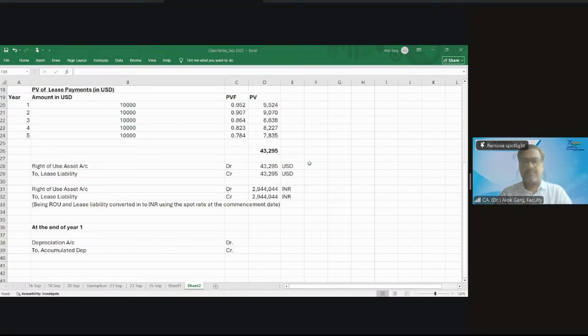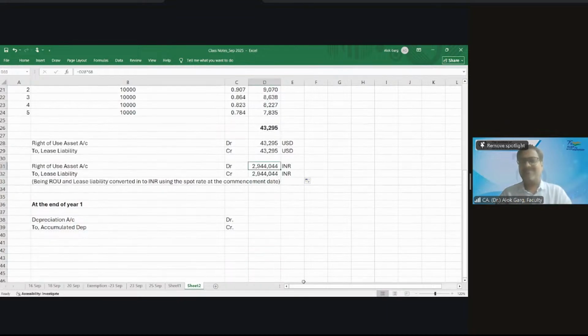Sir, expenses we always book at an average rate. So I think 43,295 divided by 5 and multiply by closing rate. Answer is no. The answer which Sanjay was giving in the first instance was right.